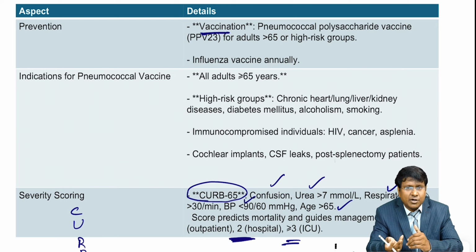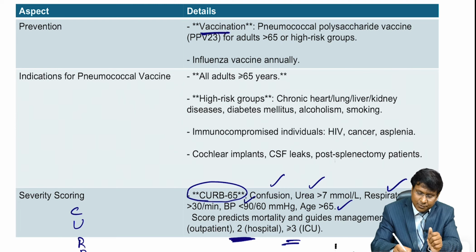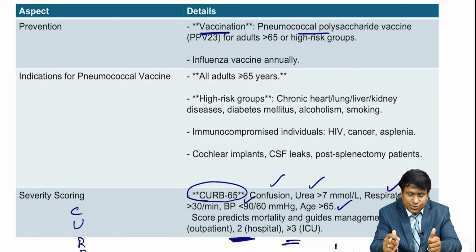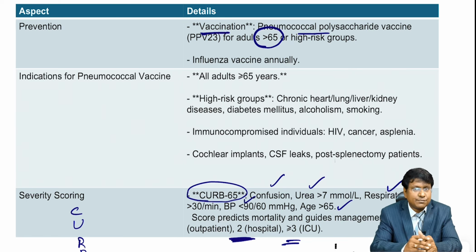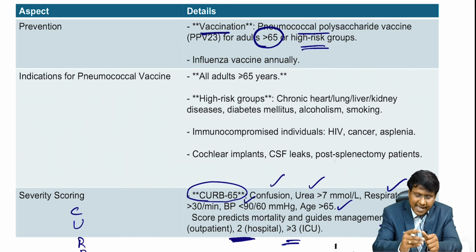Because the most common organism causing lobar pneumonia and community acquired pneumonia is Streptococcus, you need to give the vaccine against this particular Streptococcus. And what is that vaccine? That is the pneumococcal polysaccharide vaccine. That is what has to be given in individuals of age more than 65 years or in high risk groups.